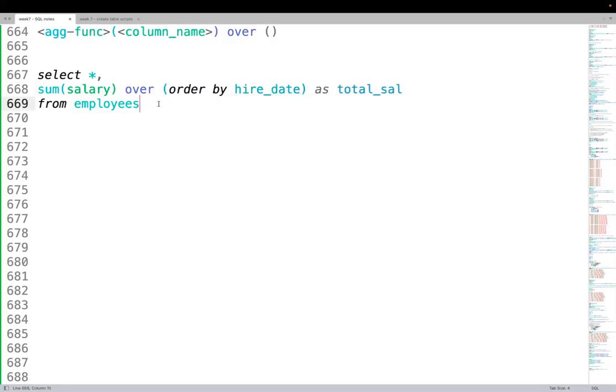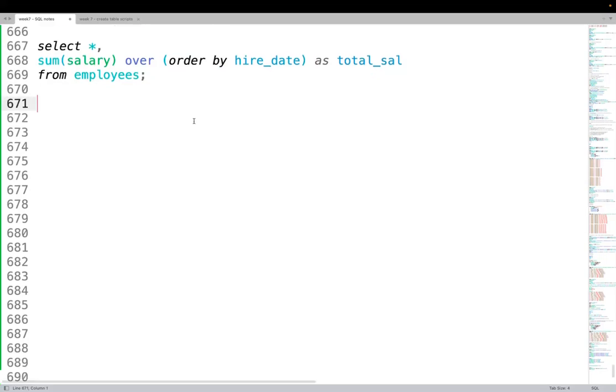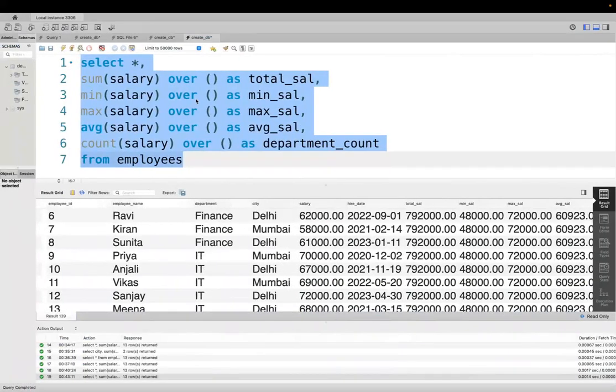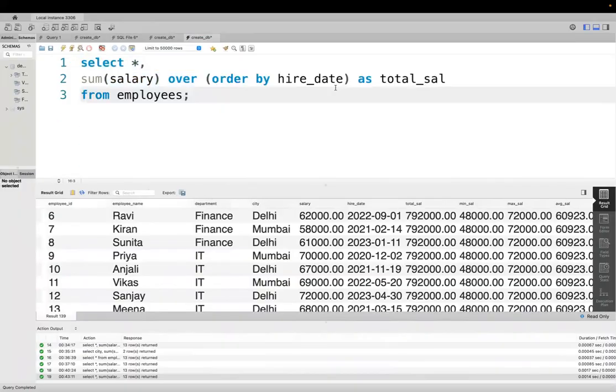What's going to happen now? I'm not giving partition by. That means the entire table is one big partition, right? I'm giving order by hire date. Till now, as part of window aggregate functions, I have not given the order by clause. But now I'm giving that. What is going to happen now? So let us see. I'll just show you based on the results.